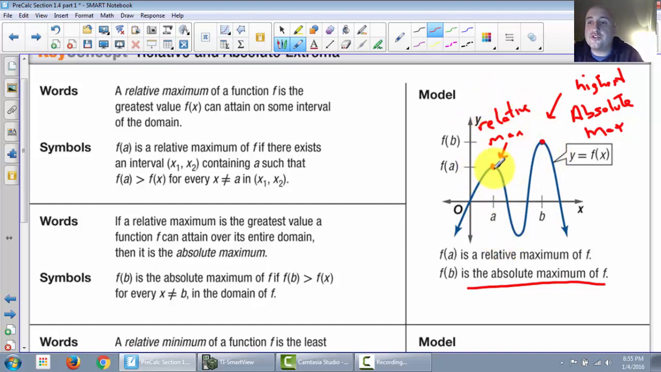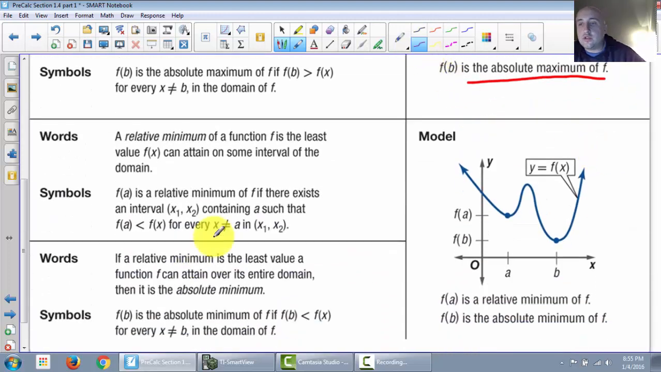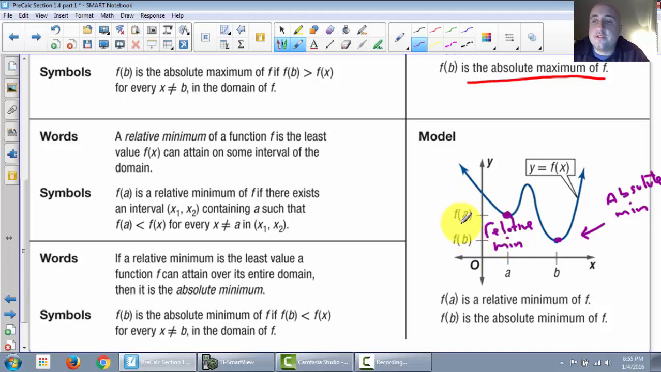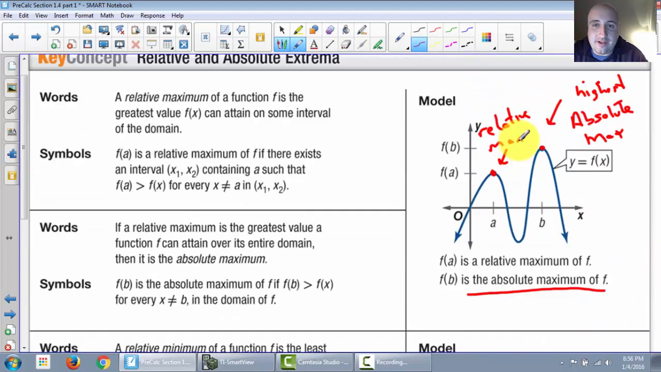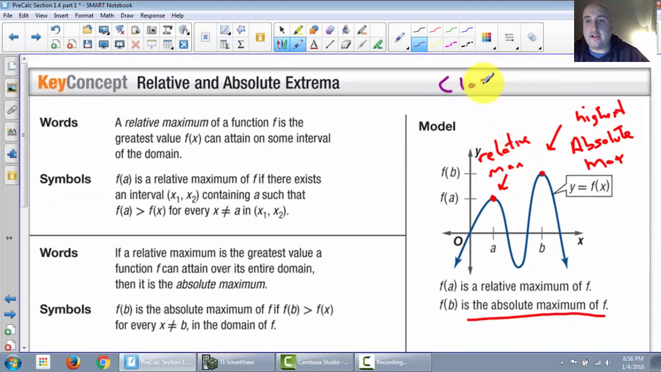So that we have two maximums. The shorter of the two is called a relative. The highest one is called the absolute. The same thing is true for minimums. We have two minimum points here. The one that is the lowest is called the absolute minimum. And the one that is not the lowest, but it is a minimum, is called the relative minimum. Okay? So those are also some terms that's called classifying. So classify. If I ask you to classify, that's what I want you to do. I want you to call it either a relative or an absolute.